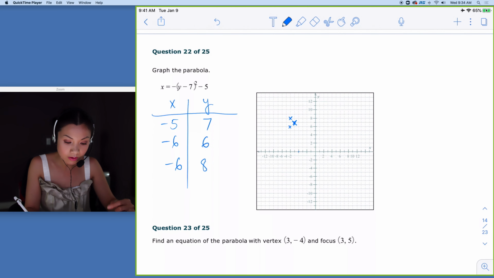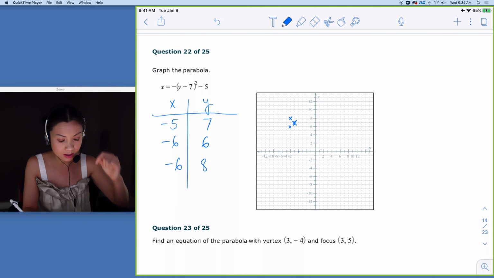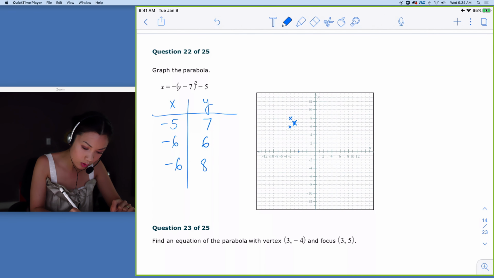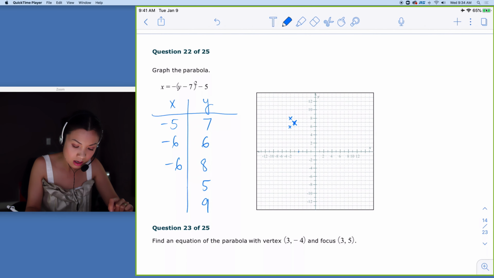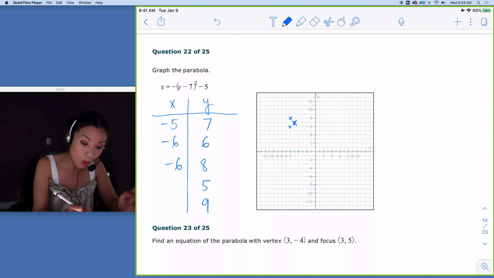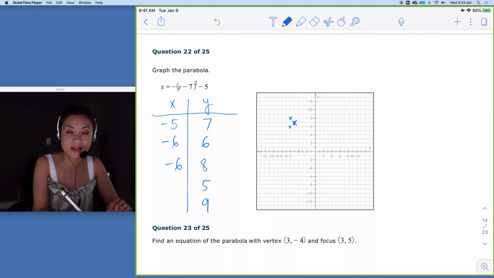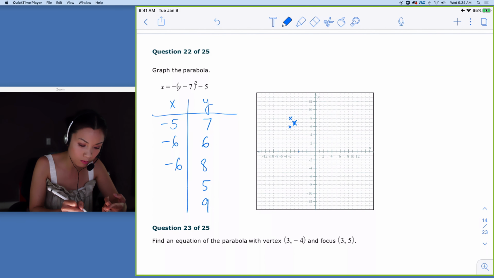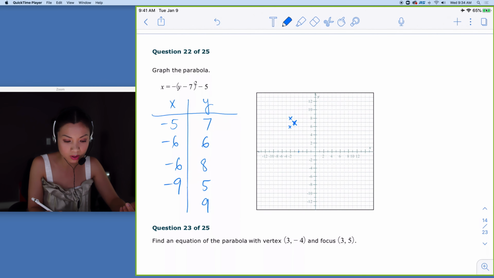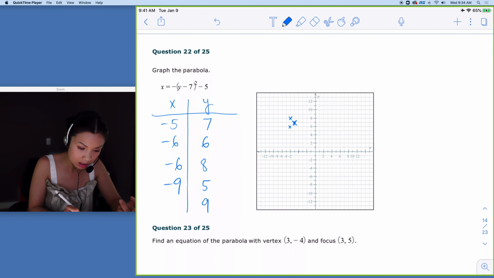Now, if I want to try 2 more points, that's fine. Like I said, top and bottom of the vertex. So since we picked 6 and 8, I'm going to pick 5 and 9. Okay, so when y equals 5, 5 minus 7 is negative 2. Negative 2 squared is 4, so it's negative 4. Negative 4 minus 5 is negative 9. Same thing for 9. When you plug it in, you're gonna get negative 9.